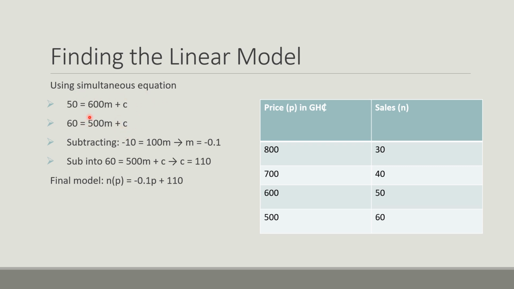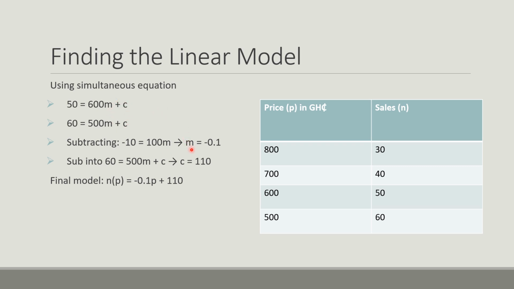We will use simultaneous equations to find the model. So we substitute the 50 and the 600 in the equation of the linear model where they are supposed to be, and we repeat the same process for 60 and 500. Then we solve them simultaneously. We are going to subtract equation 1 from equation 2. When we do that, 50 minus 60 will give us minus 10. 600 minus 500 will give us 100 m. Then c minus c is 0.